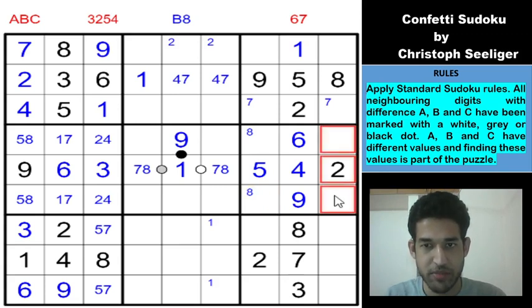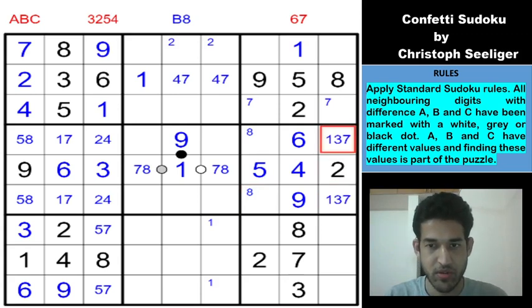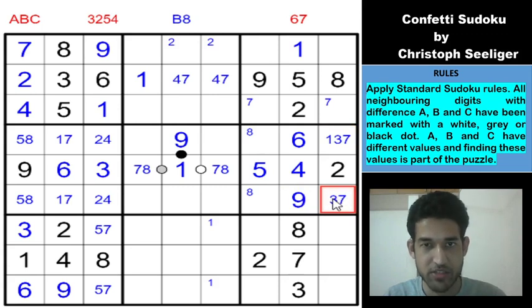And these two cells must be 1, 3 and 7 now. And 1 cannot go near the 9, so 1 is not possible. Even 3 can't go near the 9 because that would be a difference of 6 and there is no dot. So you see that the Sudoku is progressing completely by the vice versa part, except at the start. So brilliant theme to execute.